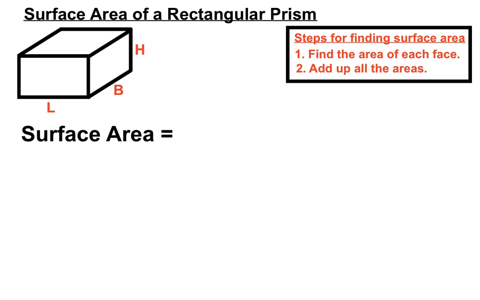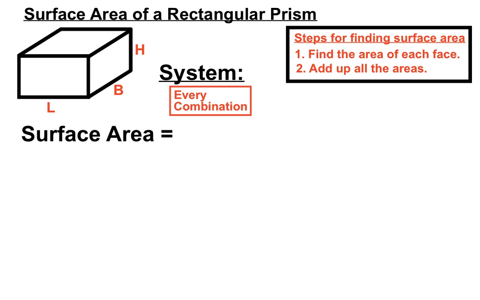And the surface area. Now I'm going to show you a special system I have for rectangular prism surface areas. It's a fancy little thing. It's a bit of a shortcut, so I hope you'll find it helpful. Let's have a look. My system is to take every combination of the sides, multiply them by 2, and then add up all those answers.